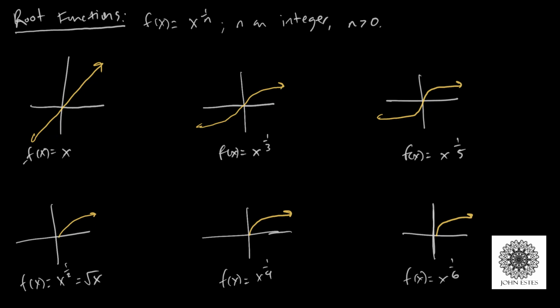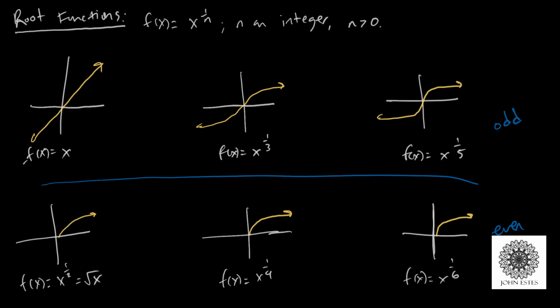Now I have graphs of the first 6. The first one is not very interesting because that's f of x equals x to the first power, n being 1. And we understand that looks like a line. But after that, they get a little bit interesting. Notice on the bottom here, we have our evens. The first one would be f of x equals x to the 1/2 power. And if you remember, that's the same thing as the square root of x. The graph of that looks like a sideways parabola, but only half of a sideways parabola. So that's what we get for square root of x.